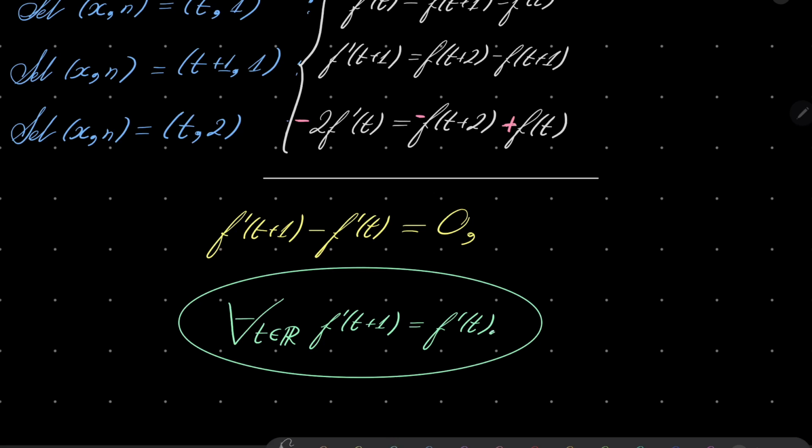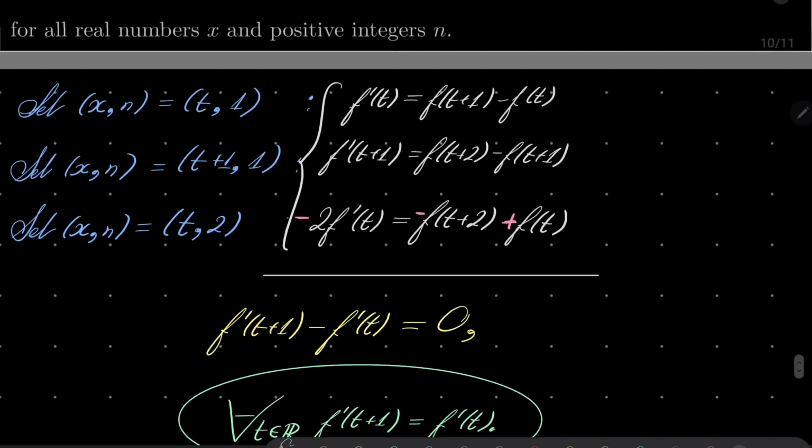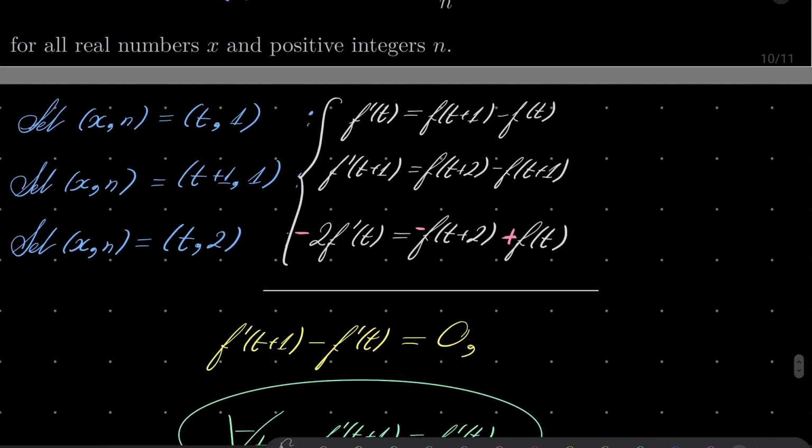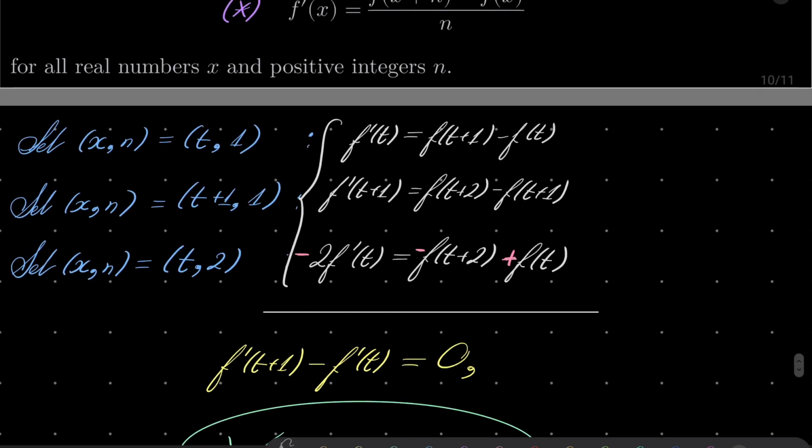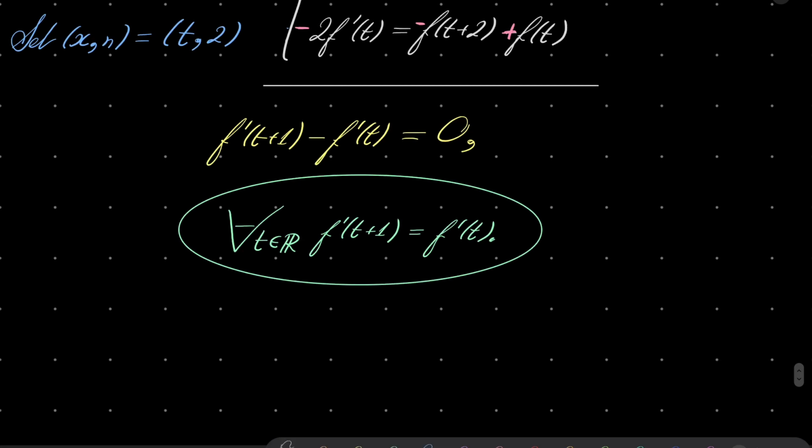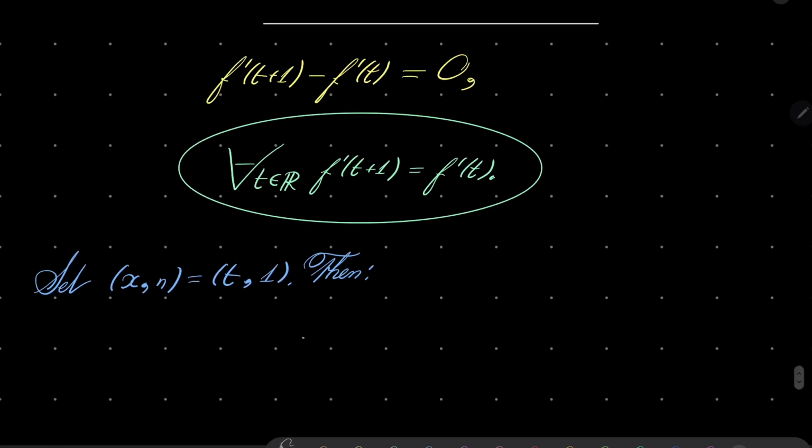Fantastic. And now I will take my functional equation once again, and I will set n to be 1. So let's set x and n once again to be t, 1. Then once again, let's write this equation. We have f prime of t equals f of t plus 1 minus f of t.